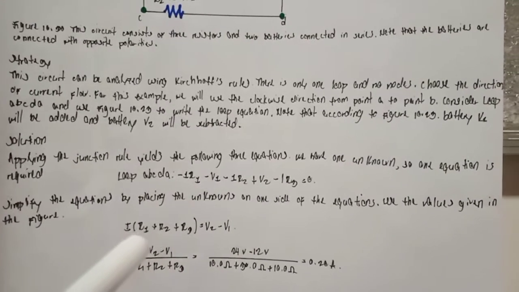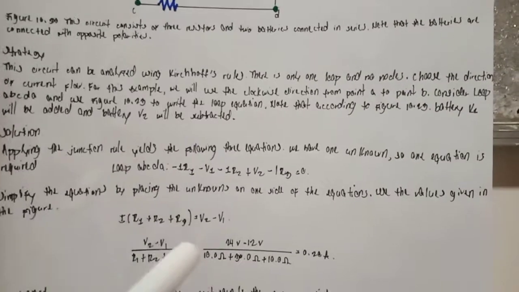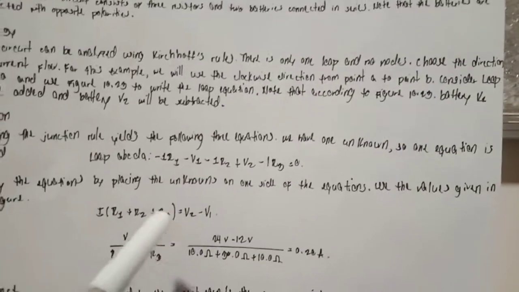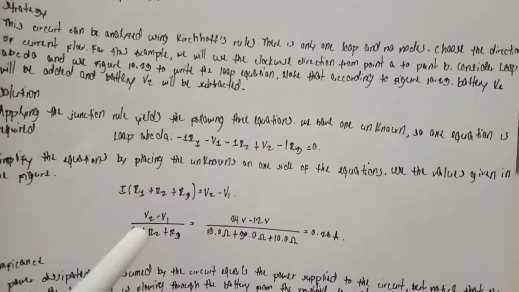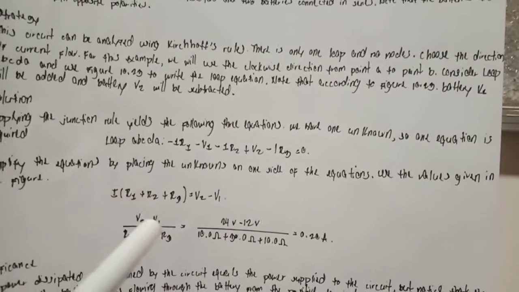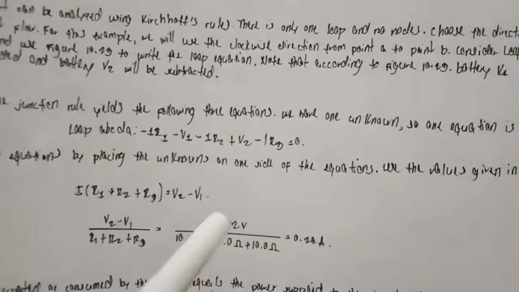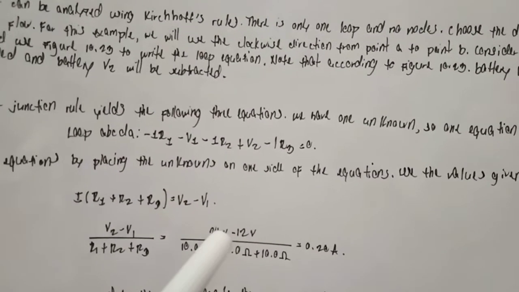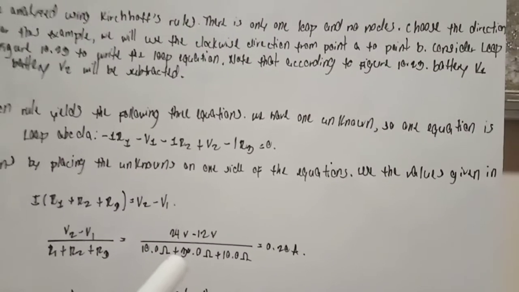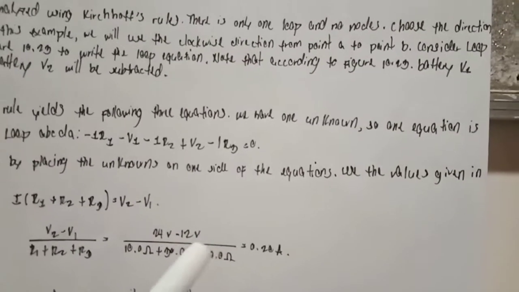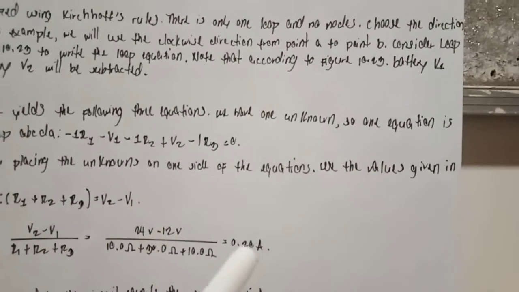I multiplied by R sub 1 plus R sub 2 plus R sub 3. The total is V sub 2 minus V sub 1. So, this is the formula: I equals V sub 2 minus V sub 1 over R sub 1 plus R sub 2 plus R sub 3, which is 24 volt minus 12 volt over 10.0 ohm plus 30 ohm plus 10 ohm. So, we're going to substitute. The total is 0.20 amperes.